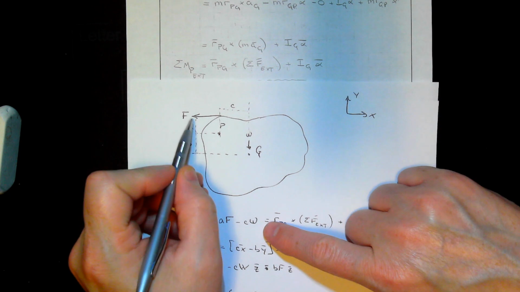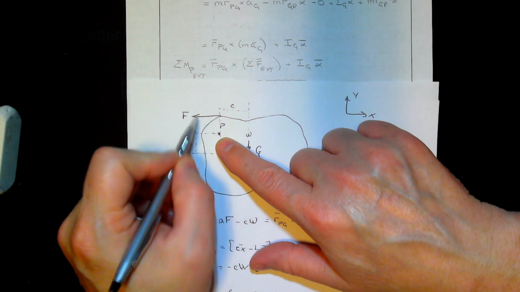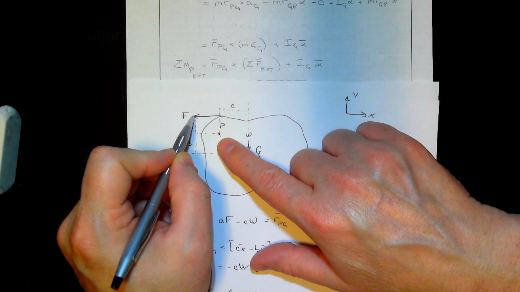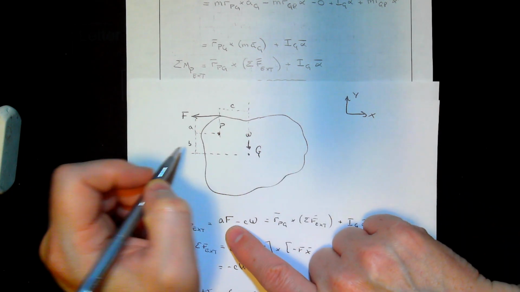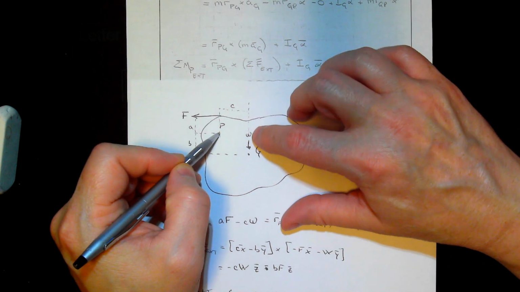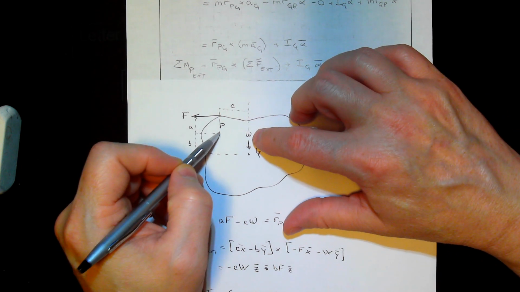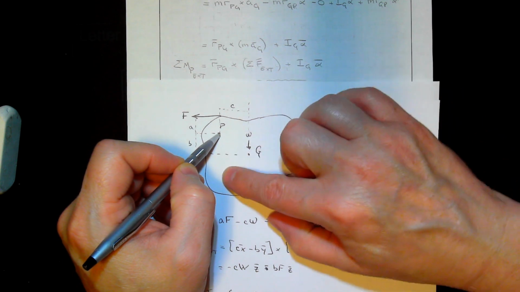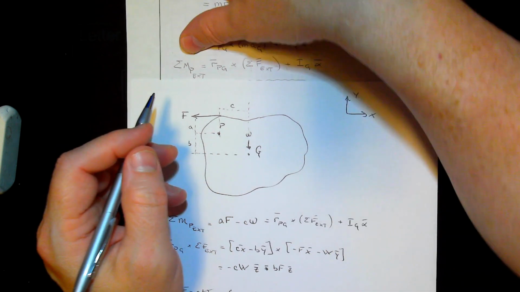So if I take the moments at P, if we look at the moment of F about P, it'll be A times F, and it's going counterclockwise, so that's positive. And then I have this distance C here, and so the moment of the weight relative to P, that's going clockwise, so that's minus CW. All right, so that's what that equation says.